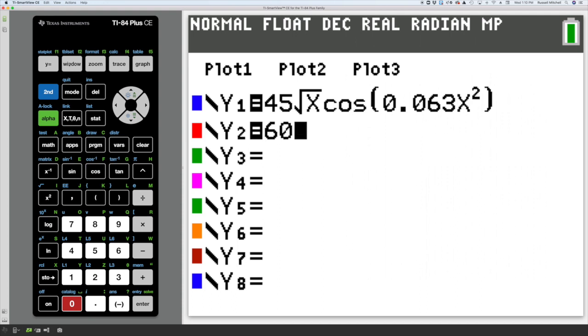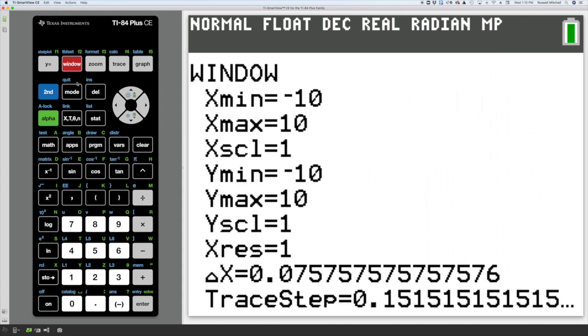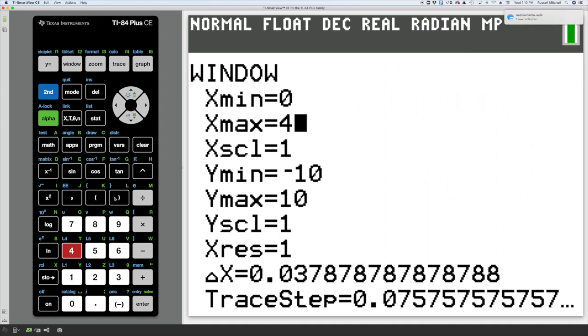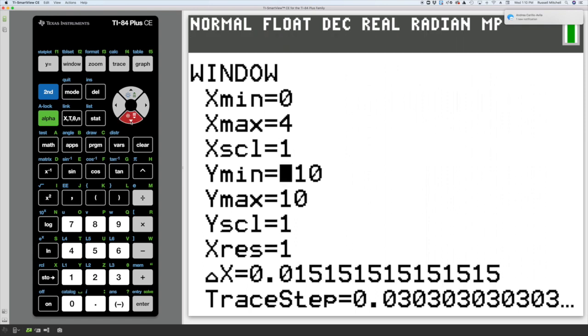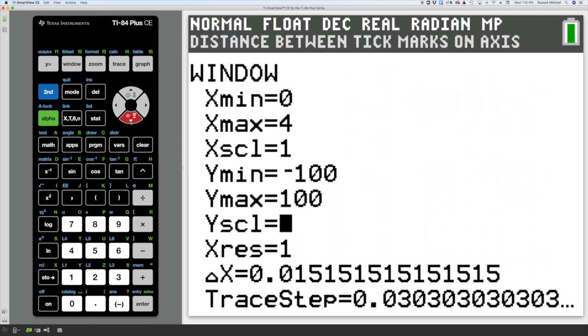Then window. We're only looking between 0 and 4, so let's make our x-min 0 and our x-max 4. An x scale of 1 is fine. Our y-max needs to be at least bigger than 60, so let's go with 100, and a y-min of negative 100. For the y scale, let's go by 10 and see what happens.